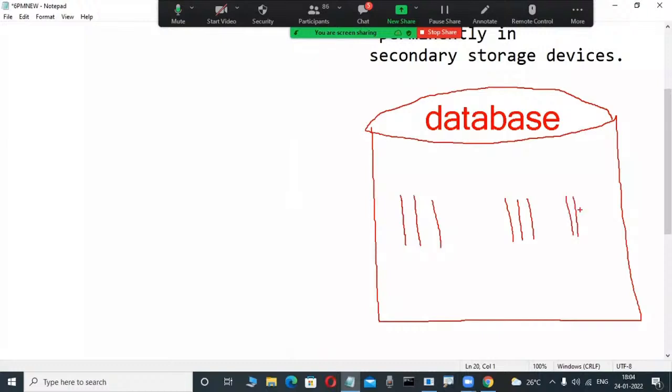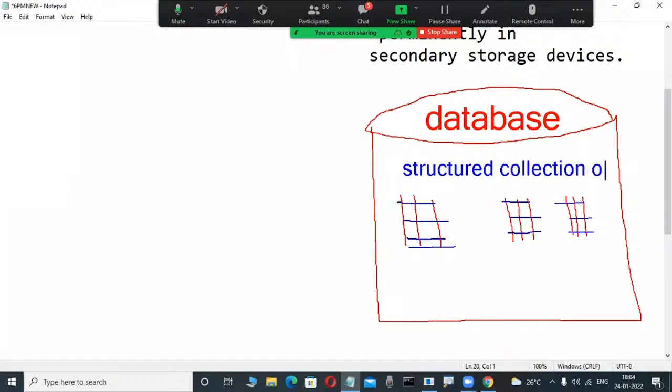Today I will tell you. Based on the relational data model concept, they implement these products, which are called relational databases. Structured collection of data is there. This is what I told in the previous class. Always these databases store a structured collection of data, in an organized fashion.